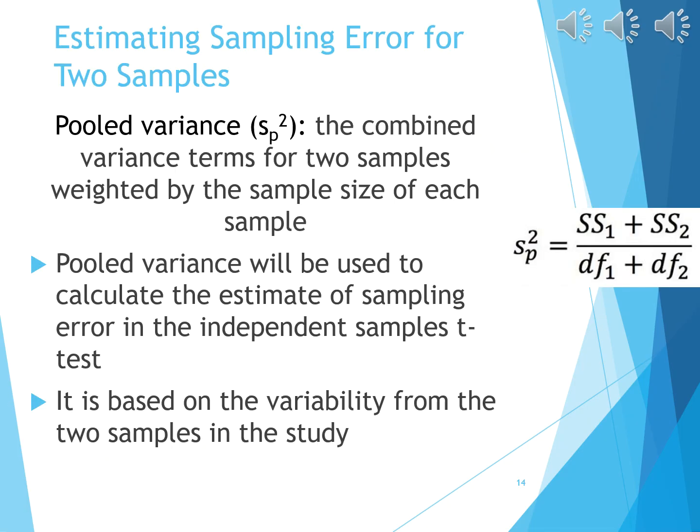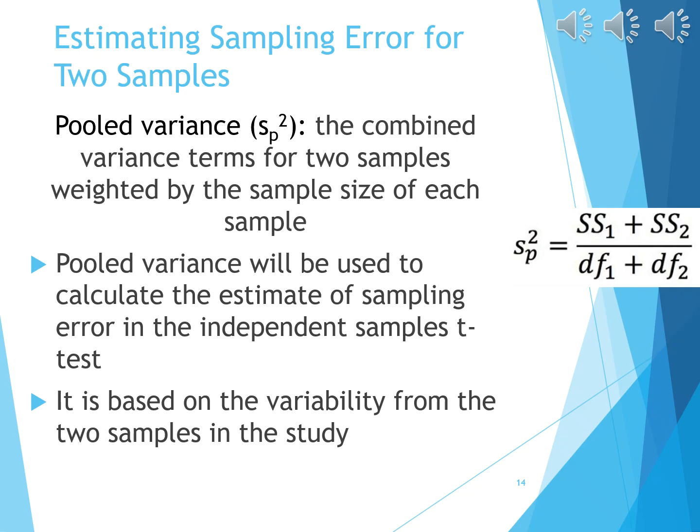But now that we have two samples in the independent samples t-test, we need to actually pool those variances, or combine variances from two different samples. So the equation here is on the right. It's s squared, which is variance, and the subscript p, which indicates it's a pooled variance, is equal to the sums of squares from the first sample plus the sums of squares from the second sample, and you divide that by the total degrees of freedom, which is the degrees of freedom n-1 for the first sample plus degrees of freedom n-1 for the second sample.